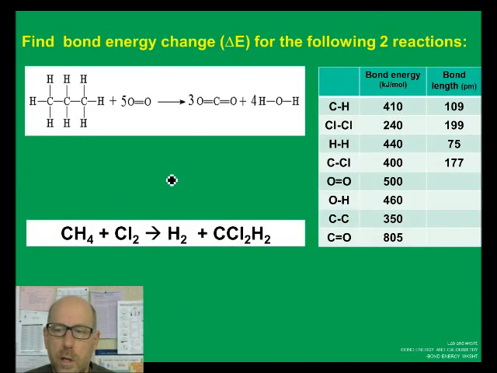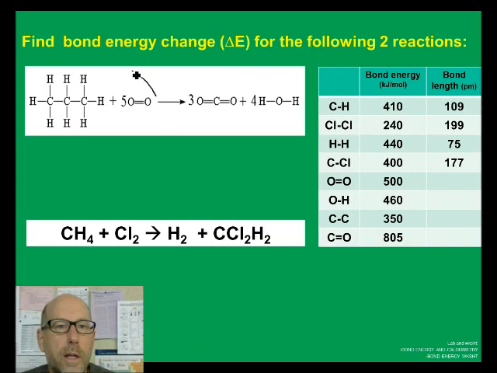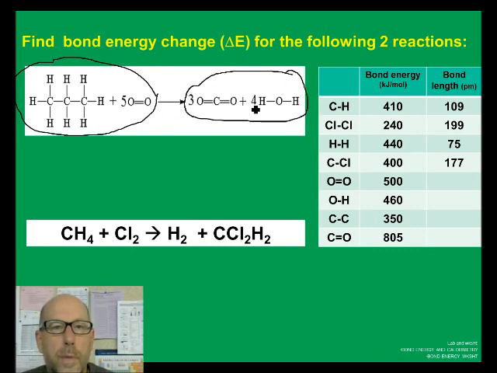All right, and here's a couple more problems that you could try. So find the bond energy change. I'll just show you sort of how you would go about this, and then you can do the math. So remember, the equation is bonds broken minus bonds formed. So everything over on this side, these are the bonds that you have to break, and everything over here are the bonds that you're going to form.